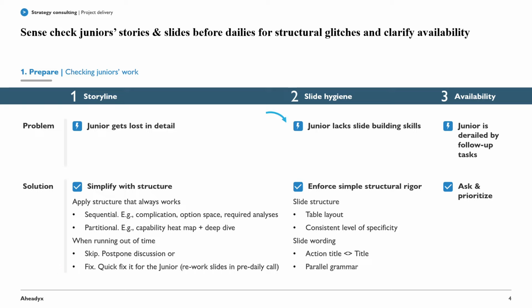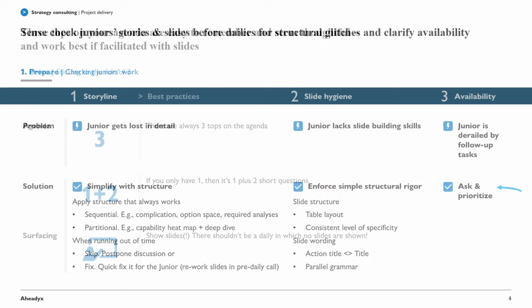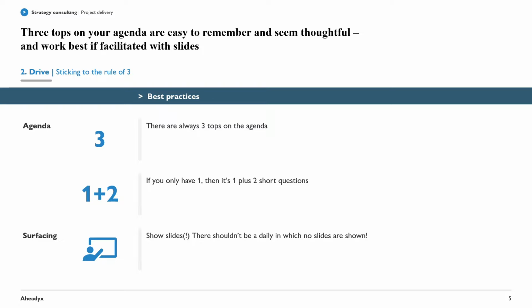Next is slide hygiene. So juniors sometimes lack slide building skills, and your job is to enforce simple structural rigor here. So 2 ideas here: slide structure, always enforce a table layout or matrix layout, and make sure that the layout is of consistent level of specificity. Slide wording, so make sure that there's a proper distinction between the action title and title, and that grammar is always parallel. And third, we got availability. So juniors sometimes get derailed by follow-up tasks from previous tasks, so always just ask and then prioritize what they're working on.